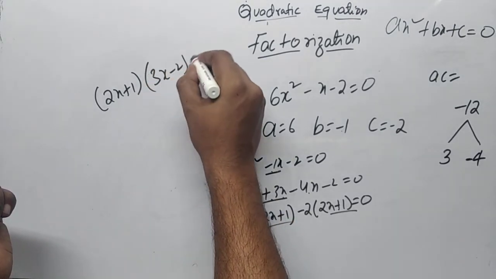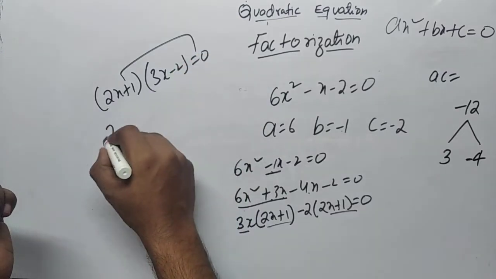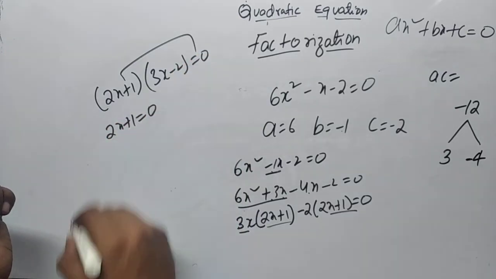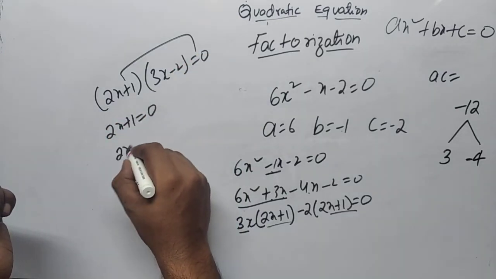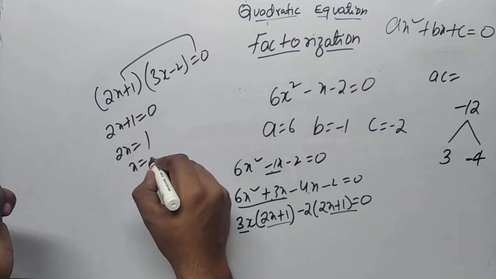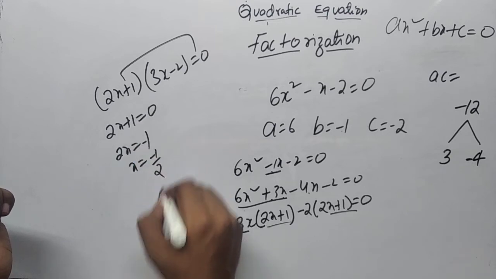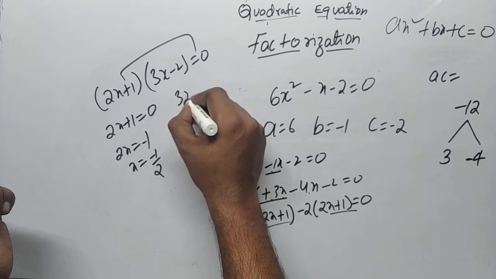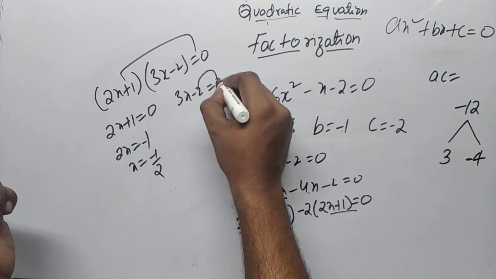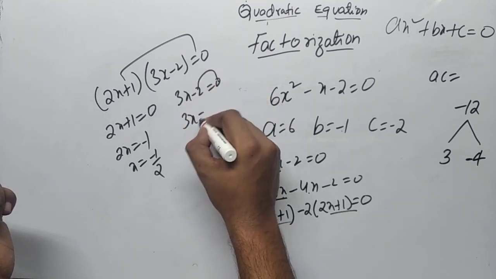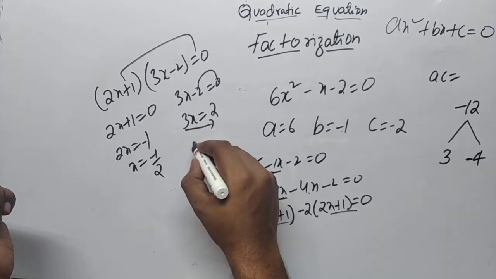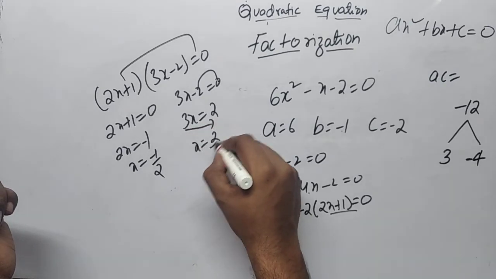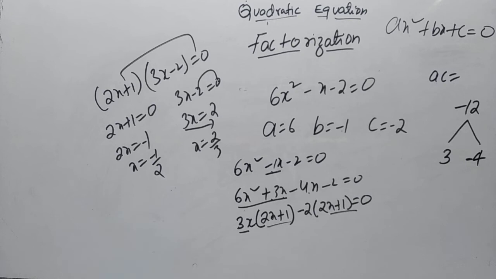Now you just compare this: 2x plus 1 is equal to 0. So we get 2x is equal to minus 1, so x is minus 1 by 2. Similarly, if you compare 3x minus 2 with 0, this 2 will go to the right side. So 3x is equal to 2, divide this by 3, so the x value will be 2 by 3. Okay, this is how you can solve an equation.